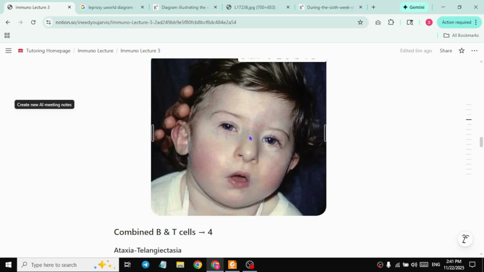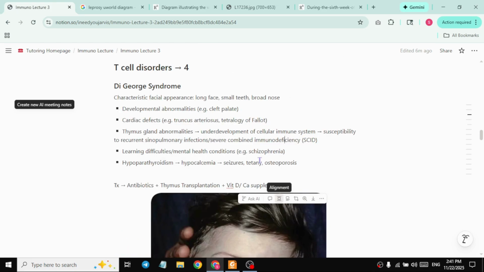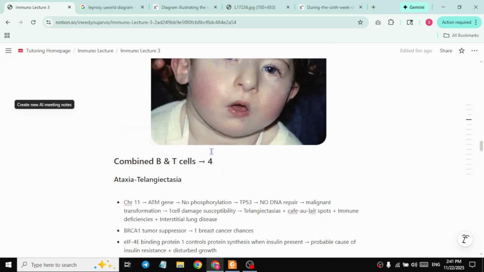They're small, right? Broad noses, right? So that's the usual typical physical presentation that DiGeorge might show up with. But trust me, they're not going to have just physical photos or descriptions like this. They're going to give you at least one thing to make sure you can diagnose DiGeorge syndrome. Okay. All right. So that's that.